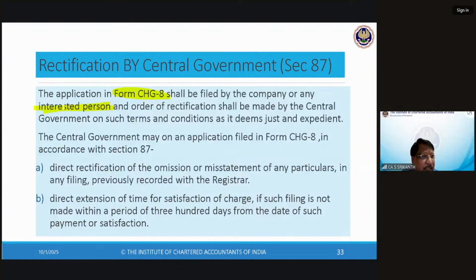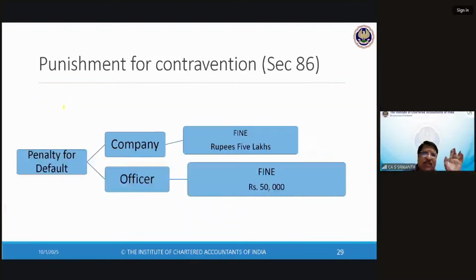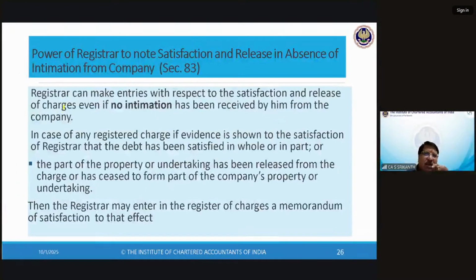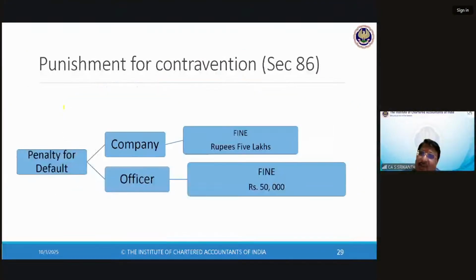Are you able to understand? 83 no form. 87 form CHG8. 87 deals with both creation, modification of charge and satisfaction. 83 only with satisfaction. 87 is available to company, charge holder and any other interested person. But 83 only for people who are interested. Company cannot go under 83. Are you able to understand? Why should it? Because it can also go under 77. Charge holder also can go under 77. I am a total unconnected third party. Only then I need 83. Whereas 87 is available to all.